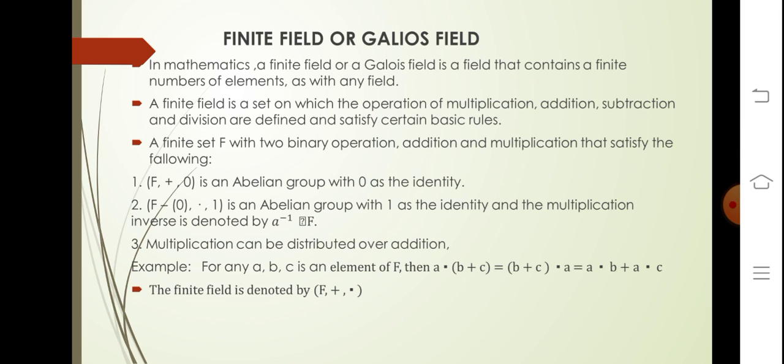Number 3, multiplication can be distributed over addition. Example, for any a, b, c that are elements of F, then a times (b plus c) is equal to (b plus c) times a, which is equal to a times b plus a times c. The finite field is denoted by F, with an addition operation and a multiplication operation.